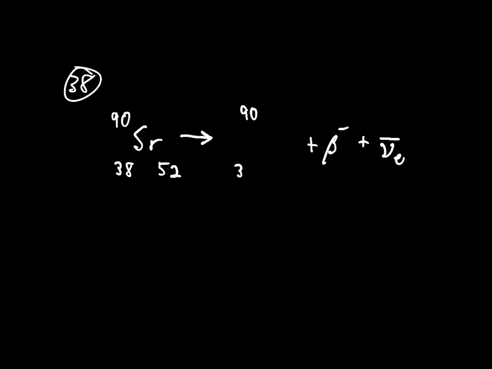What happens to my Z? Increases by 1. So whatever element is in position 39 on the periodic table is the symbol that I plug in. And what happens to my N? So what is my N? 51. I go to my periodic table. What number do I look at? 39. What is number 39? Y. It's yttrium. Strontium turns into yttrium plus an electron plus an anti-electron neutrino.